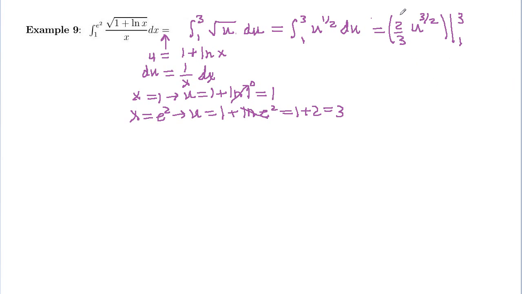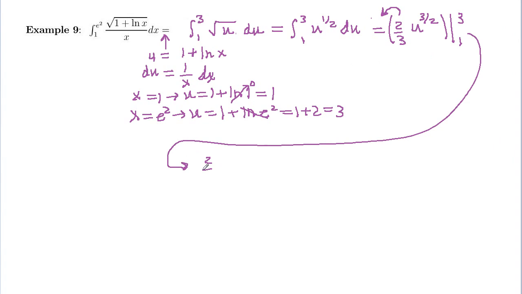And actually it's a little bit easier to factor our 2/3 out of the subtraction, because remember we're going to plug in 3 for u, plug in 1 for u, and subtract. So this will have a 2/3 with the 3 in there and a 2/3 with the 1 in there. So we can factor 2/3 out of the subtraction. So this will then be 2/3 on the outside, and then we can just do u to the 3/2 evaluated from 1 to 3. So that would be a little bit easier.